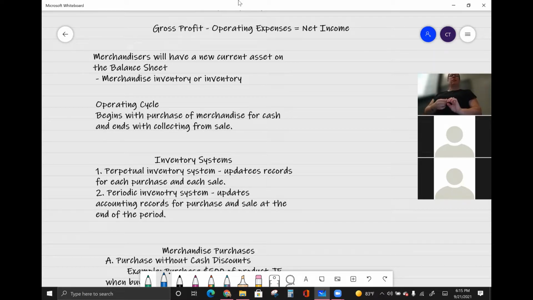Okay, operating cycle. It begins when we purchase the merchandise for cash, and it ends when we're getting paid back cash for that merchandise that we sold. Okay, that's my cycle.